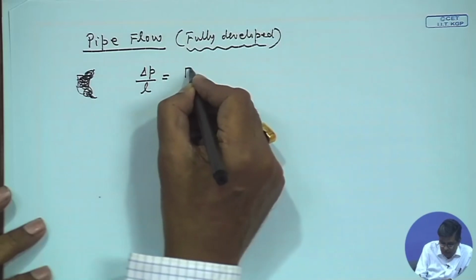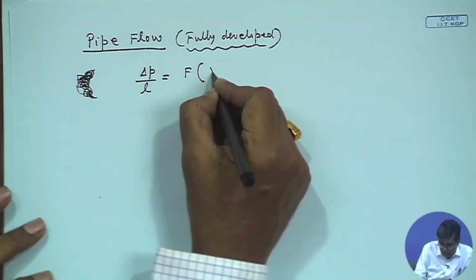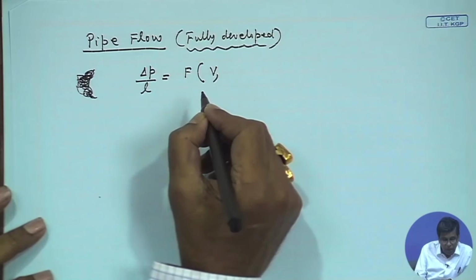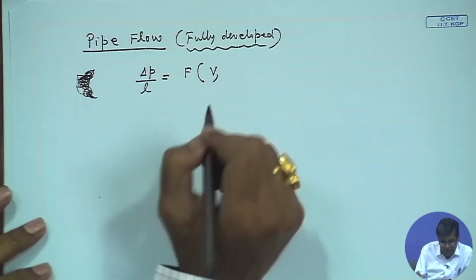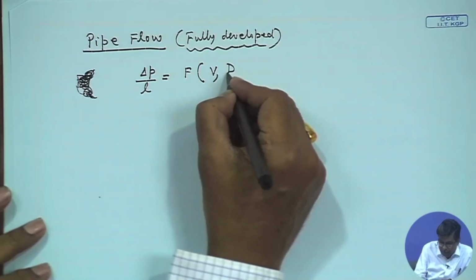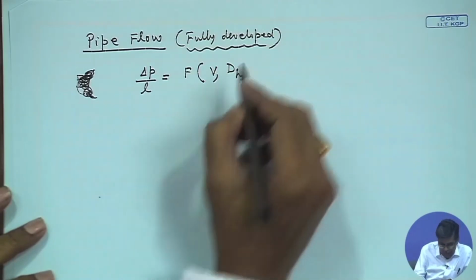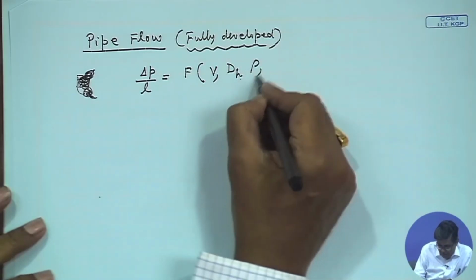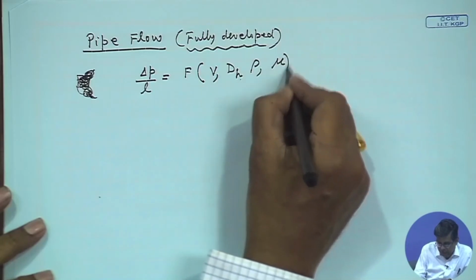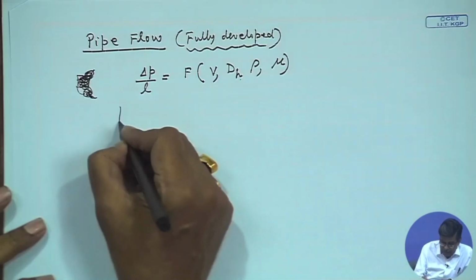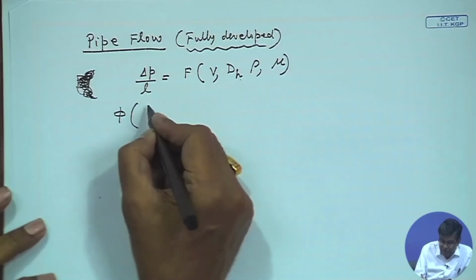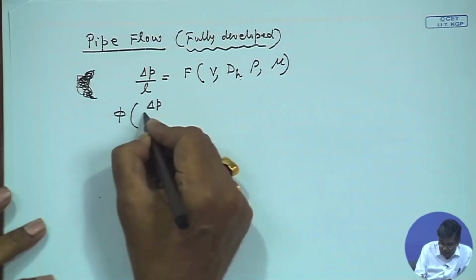is usually a function of velocity of flow, some characteristic velocity of flow, some characteristic dimension of the pipe which we call the hydraulic diameter, and the density of the fluid as its property and the viscosity. And this can be expressed as an implicit functional relationship of delta P by L.